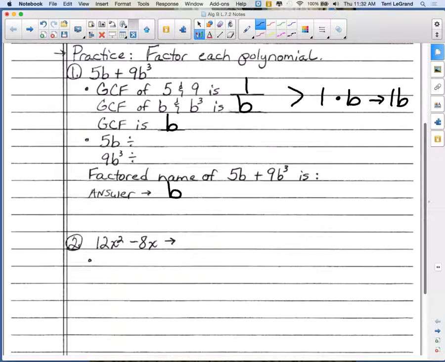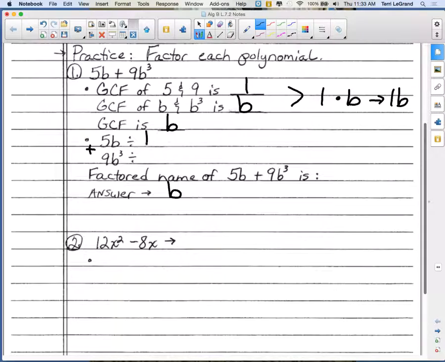Now we're going to divide each of the terms in the polynomial by that. I want you to put a plus sign over here, because really what we're going to do is take the polynomial 5b plus 9b cubed, and divide out that GCF we just found, and the resulting terms are going to be added together in our other factor.